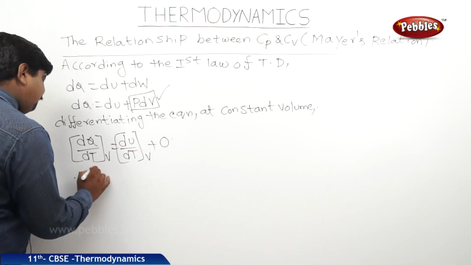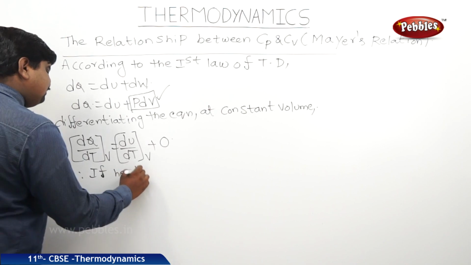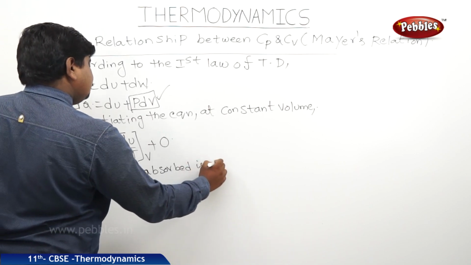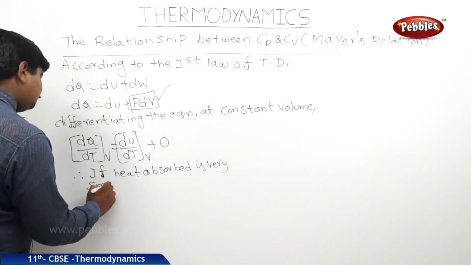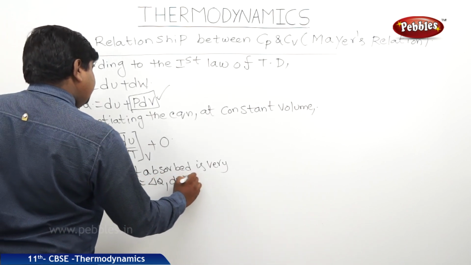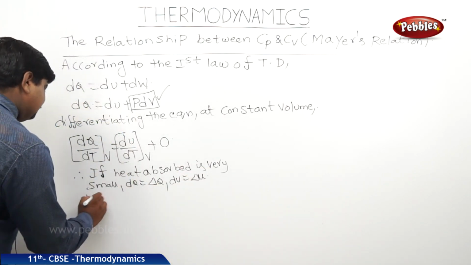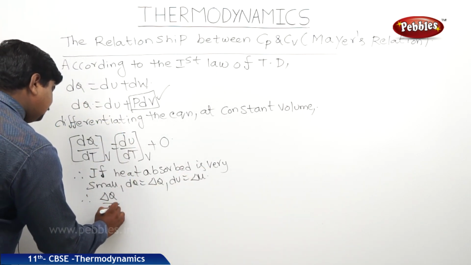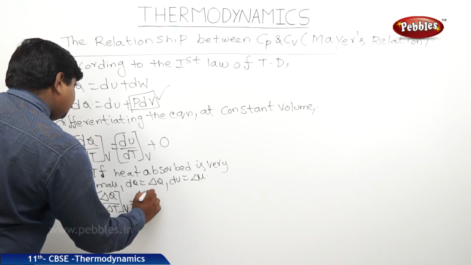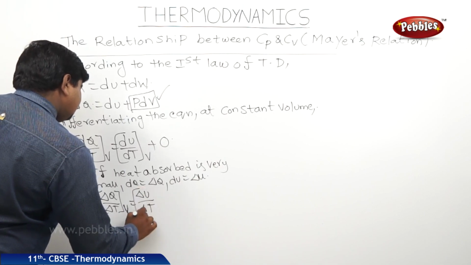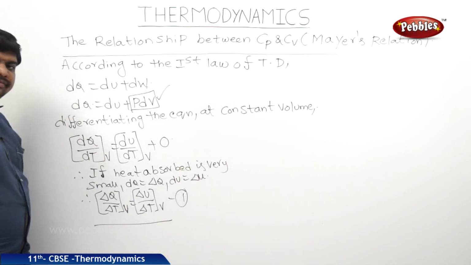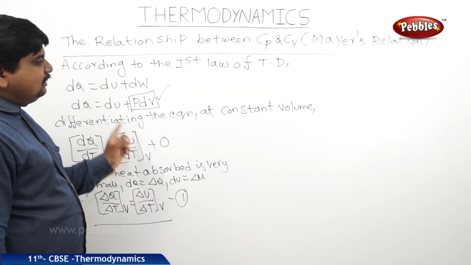Therefore, if the heat absorbed is very small, then dq will become delta q, and du will become delta u. Therefore, this equation will change: delta q by delta t at constant volume is equal to delta u by delta t at constant volume. Let us say this is equation 1. Now we will see the change in the same equation at constant pressure.